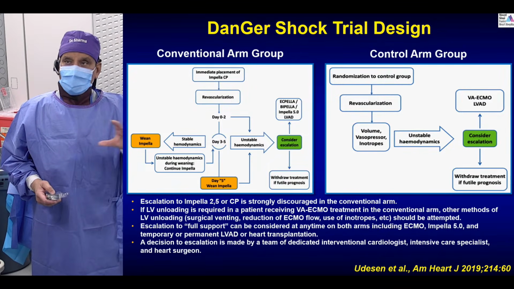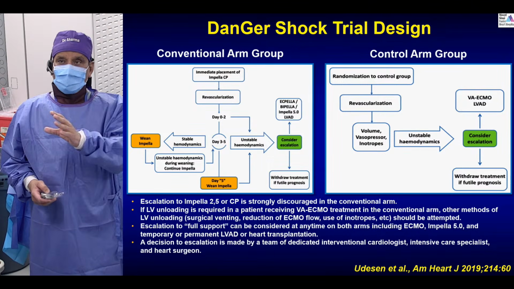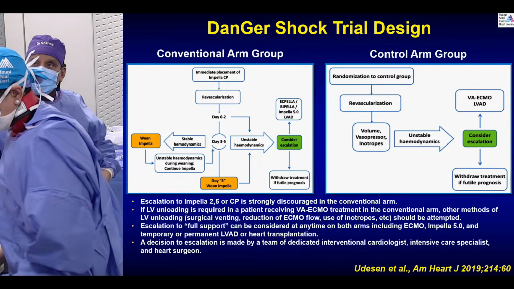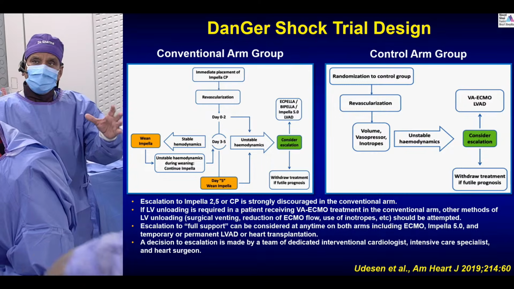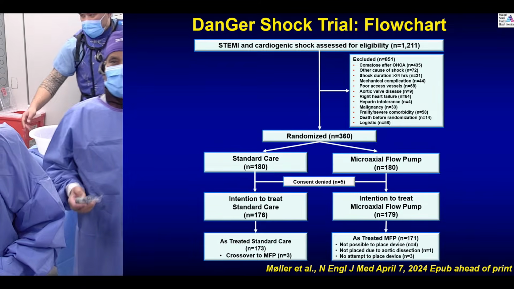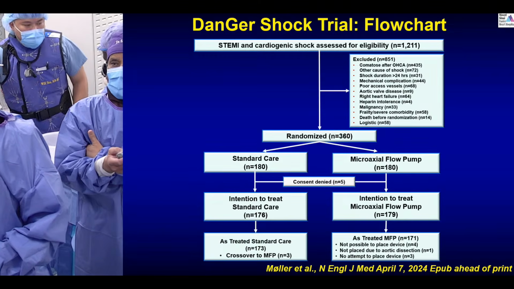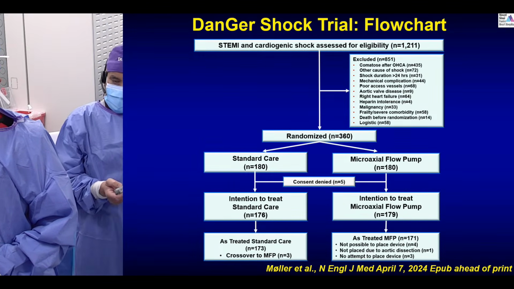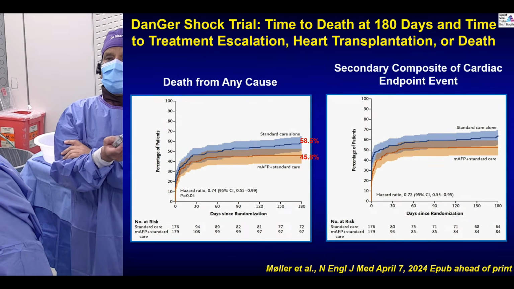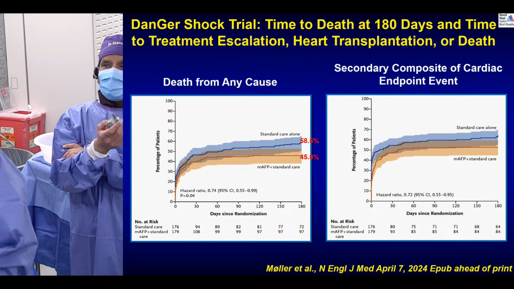But then there was poor enrollment, so they went to Germany and other places, and the name later became DanGer Shock. Basically, the patients were in the conventional care arm versus the control arm, where patients received the Impella, with a whole system of escalation and when to go. Of the 360 patients, intention to treat standard care versus intention to treat microaxial flow pump, which is Impella, the majority was STEMI. Some were NSTEMI, and these patients were followed up to 180 days. The endpoint was death or major adverse events at 180 days, 6 months.